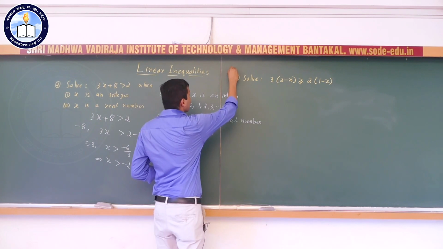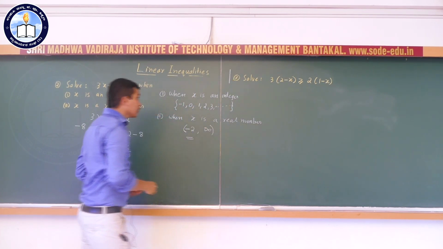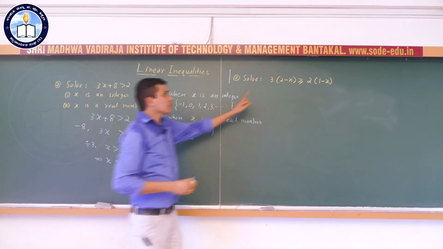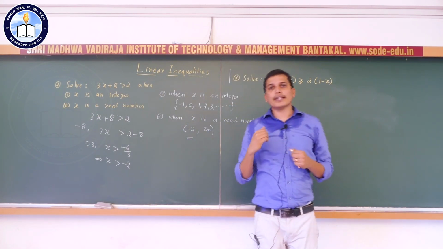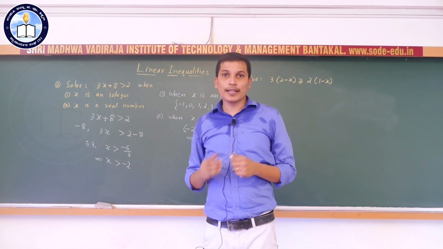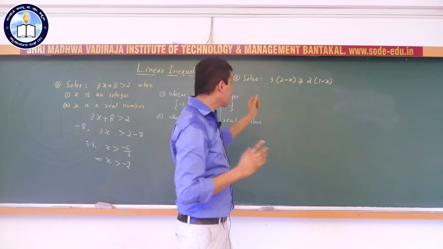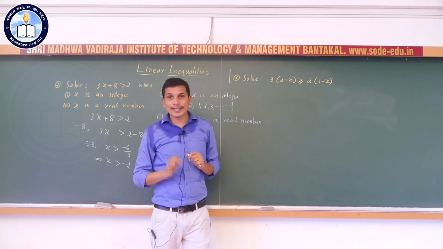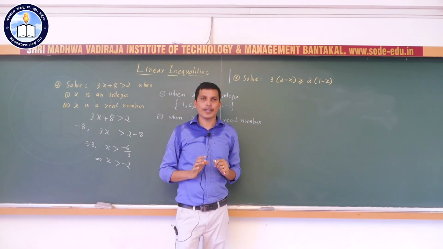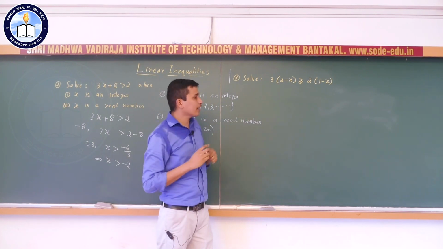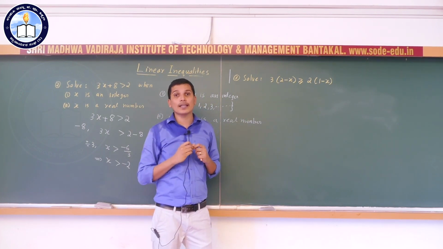Okay, now I'll go for the next question. That is your third one, and nothing is mentioned about x being an integer or a natural number. If nothing is mentioned, it is understood that it is a real number. So it's the biggest set. I need to find the solution in the case of the real number set.